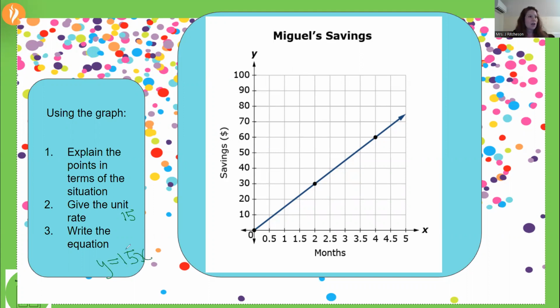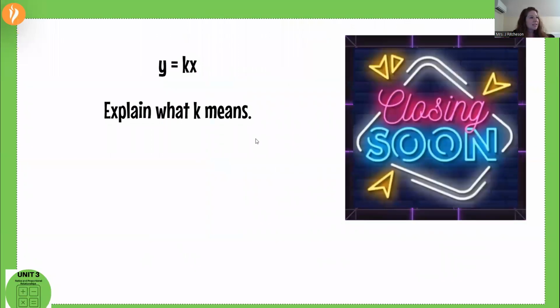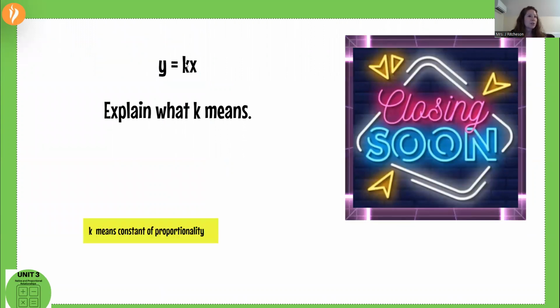Did you do that on your own? I hope so. All right, that's what they said. All right, look at this. Explain what k means. What does k mean? k is the constant of proportionality.